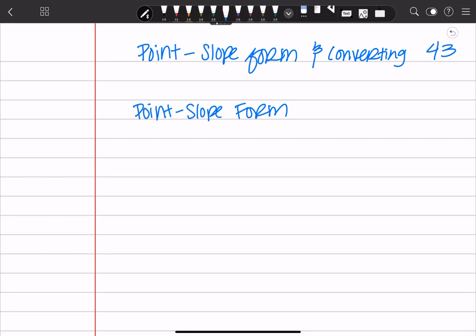Hey everybody, so we're going to do a quick review over point slope form and then converting it to slope intercept form. You'll want to remember, first off, that for point slope form, you've got y minus y1 equals m times x minus x1. Now, you'll also want to recall that y1 and x1 is just a point on the line. It's some point on the line.